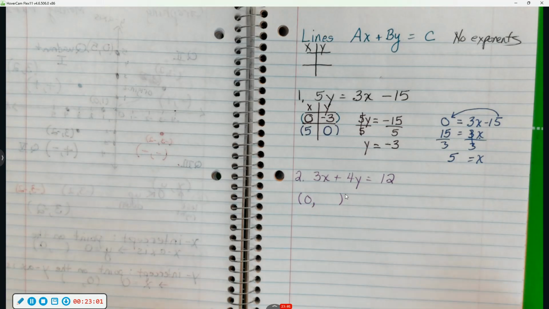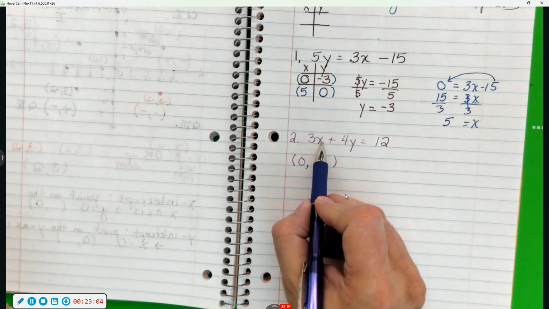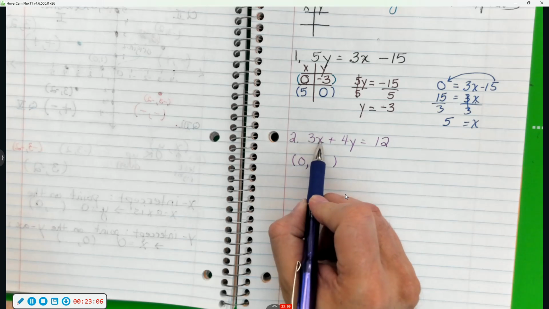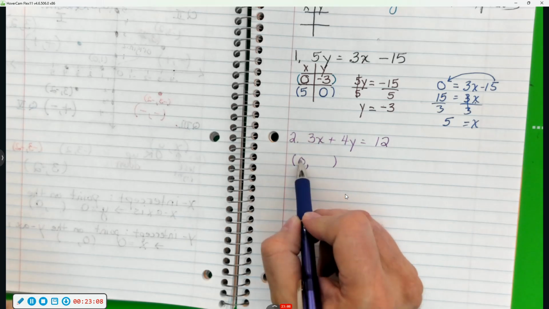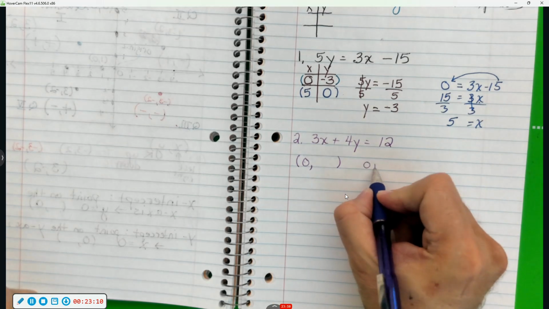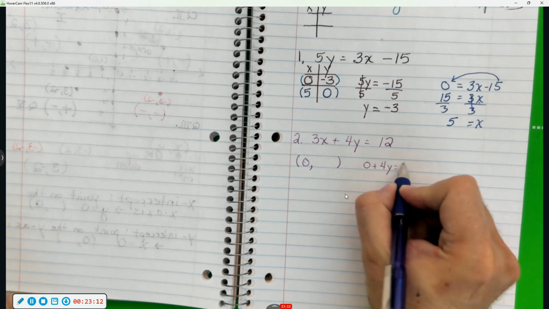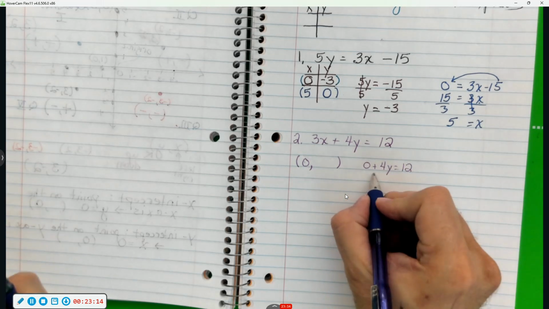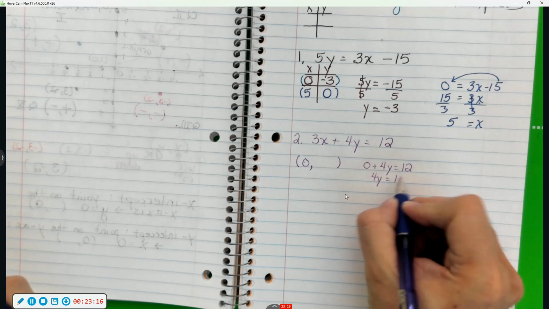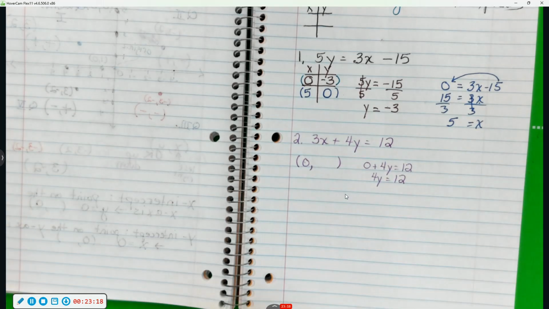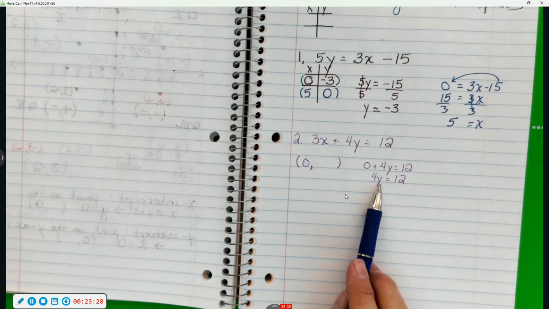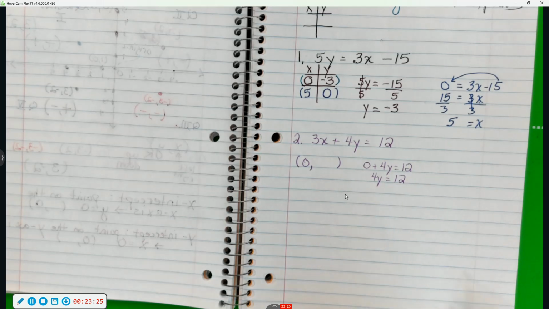If I plug a 0 in for x, the 3 times 0 is just 0, plus 4y equals 12. Why did I write that 0 plus? I should have just written 4y equals 12. What do I do to solve for y? Divide by 4.